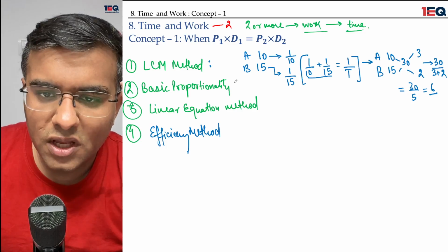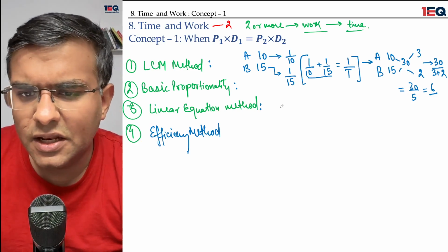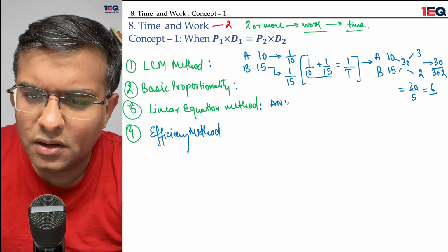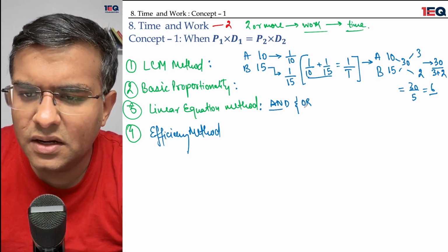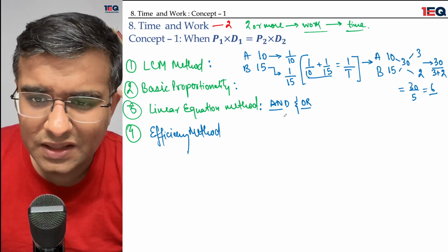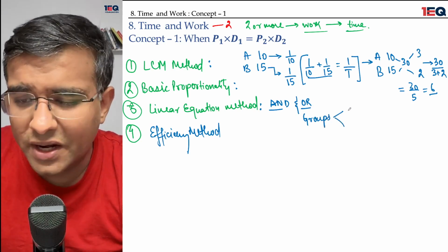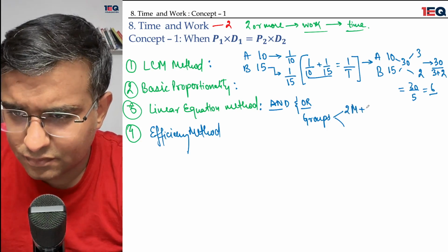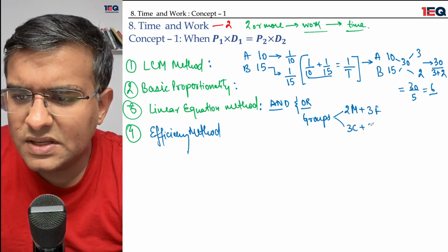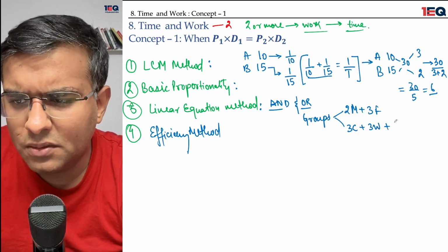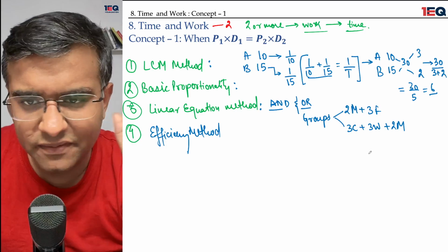Cool enough. Now, let's first talk about the linear equation method. What happens in the linear equation method is that there is a concept of "and" and "or". The work is being done in groups. What kind of groups? We can say that there were two males and three females, or three children plus three women plus two men.